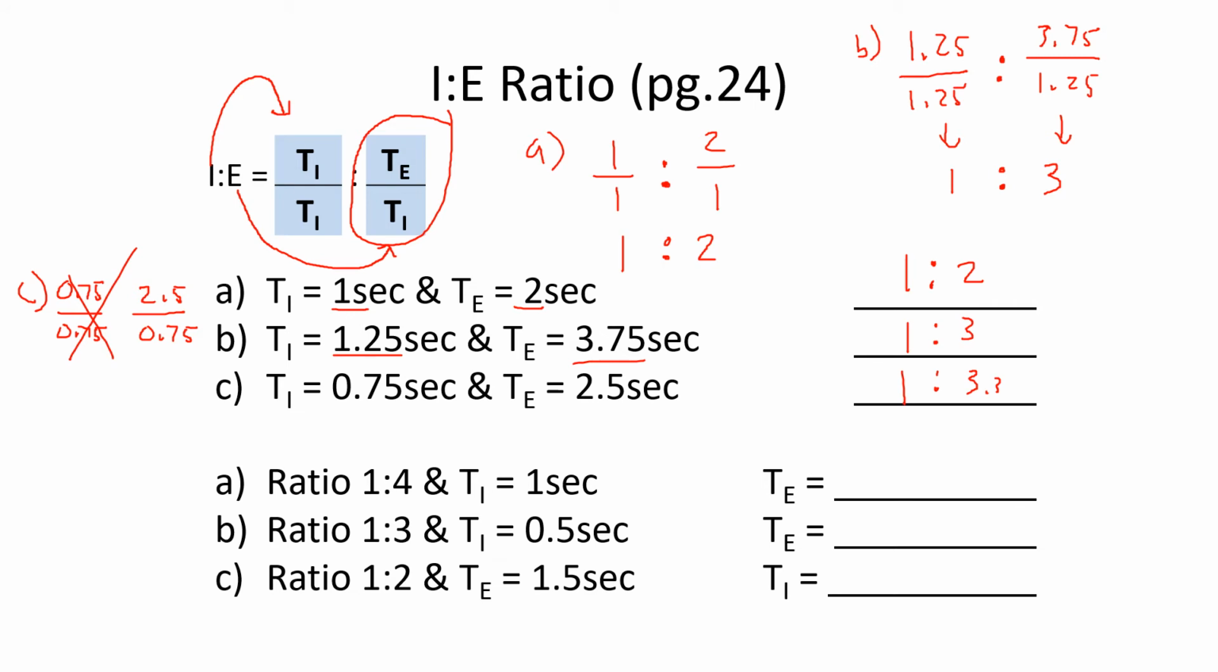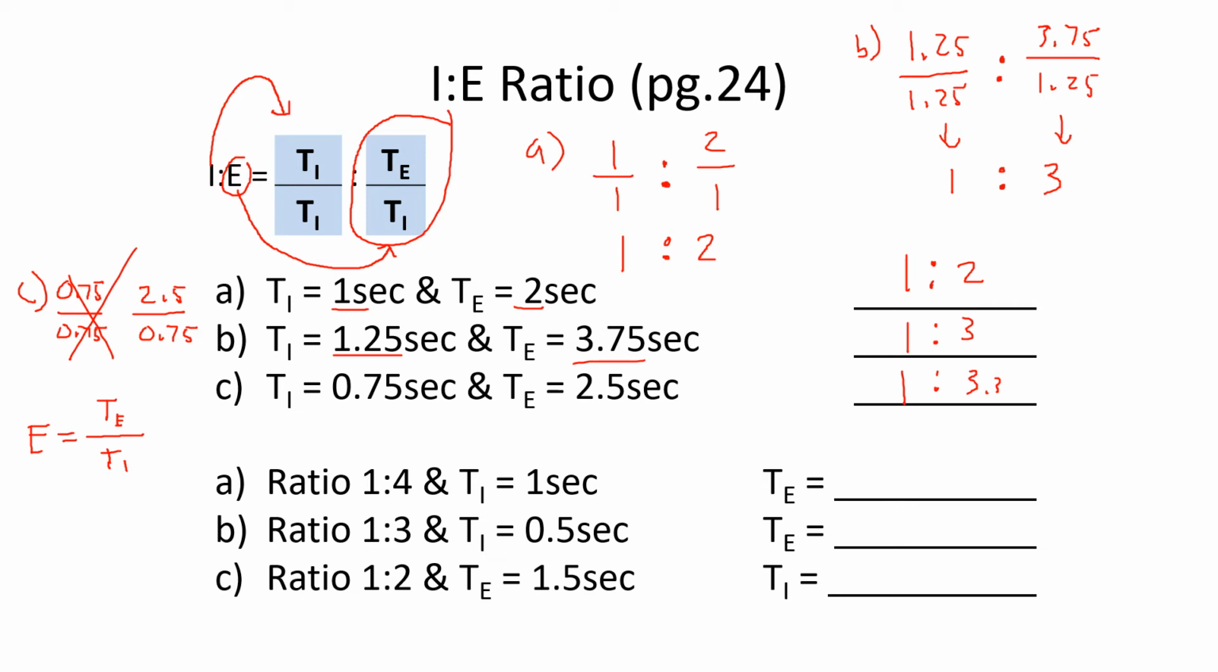All right, let's go backwards. Now I give you the ratio and inhalation time. You tell me what the expiration time is. So the equation that's going to be important is E equals the expiration time over the inhalation time, right? So all we're doing is this part right here. E equals Te over Ti. So let's plug and chug.